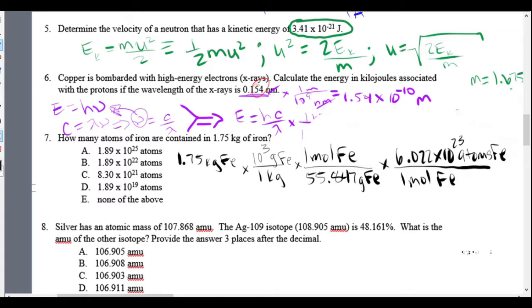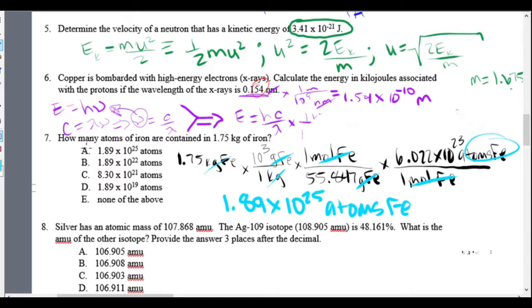So, quick check on units. Kilograms of iron, kilograms. Grams of iron, grams. Moles, moles. And we have atoms, just like we wanted. And when you do this math, you get 1.89 times 10 to the 25 atoms. And that would be this one, letter A.